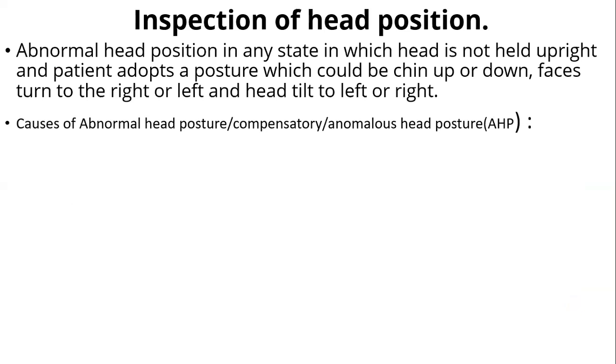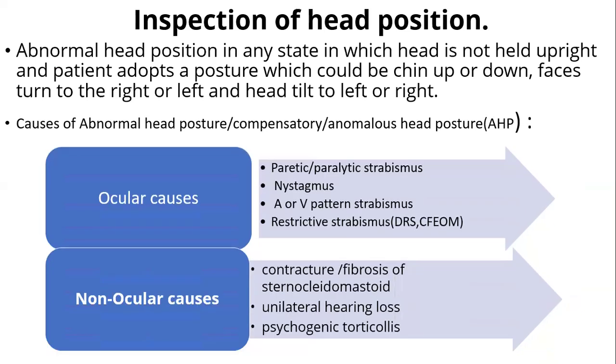Causes of abnormal head posture: we have ocular and non-ocular causes. Ocular causes include paralytic strabismus, like sixth nerve palsy, where the patient will usually have a face turn toward the same side of the paresis. For example, if the patient has right sixth nerve palsy, you will have a face turn to the right. We also have third nerve palsy, where the patient will have a face turn to the opposite side. Also, for fourth nerve palsy, the patient will usually have a head tilt.